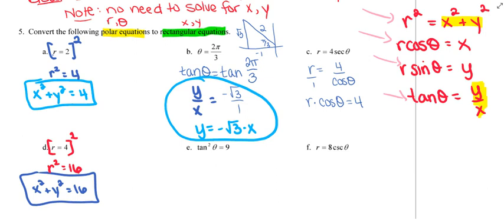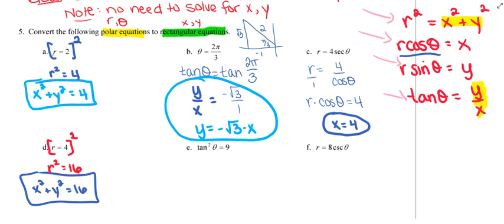And the second identity in that list tells me I can replace r cosine theta with an x. And that's exactly what I'm going to do. Thetas have been eliminated, r's have been eliminated. I'm left with just x equals 4. Oh, I like that one. I like that one a lot.